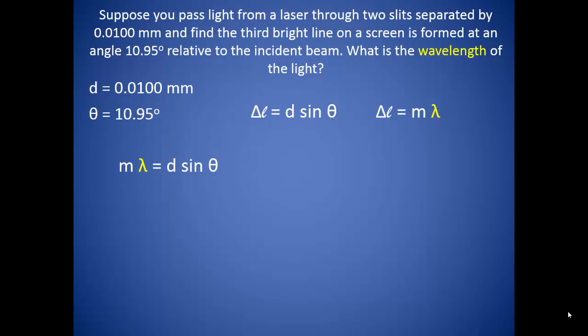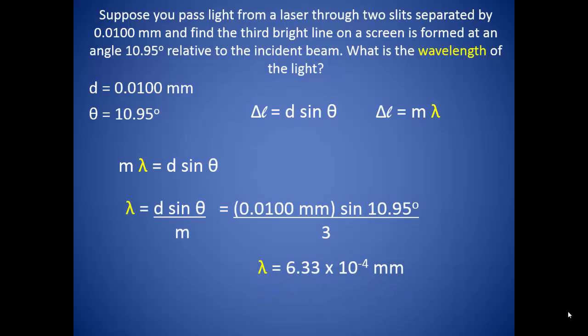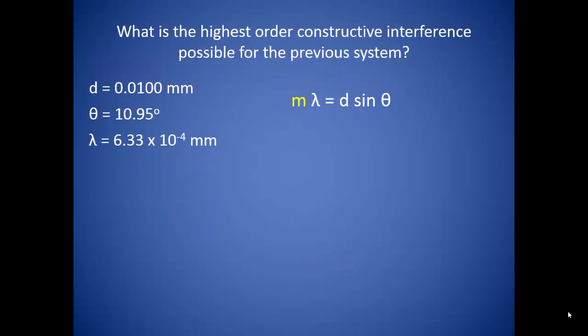So the change in path length is 3 times the wavelength, which we can substitute into our fringe equation. We are looking for wavelength, so we can rearrange and plug in our knowns to find 6.33 times 10 to the -4th millimeters. This converts into 633 nanometers, which is the wavelength of red light. This problem is actually a really good example of how interference patterns are used to determine the wavelengths of different types of electromagnetic radiation.